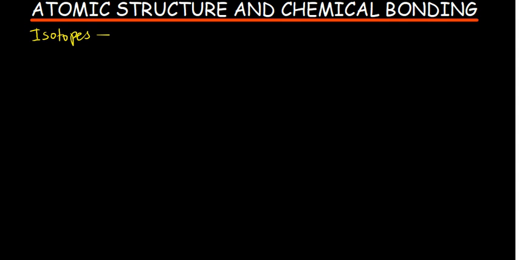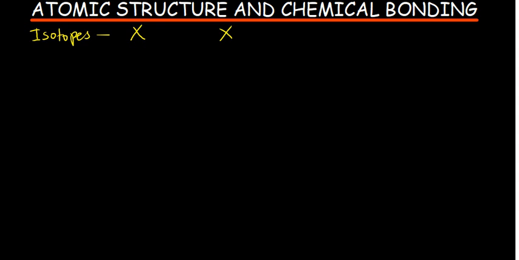When you're talking about isotopes, you have atoms of the same element. Let's say this element is X, and you have another one. This same element is X. These two are atoms.